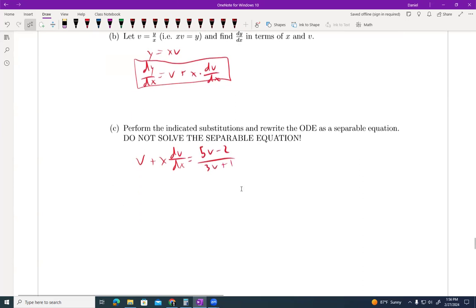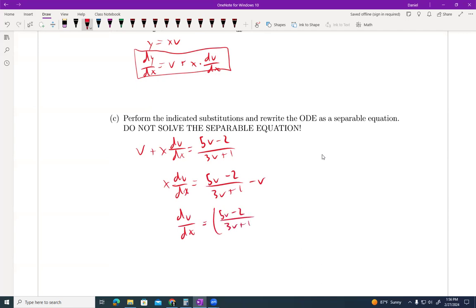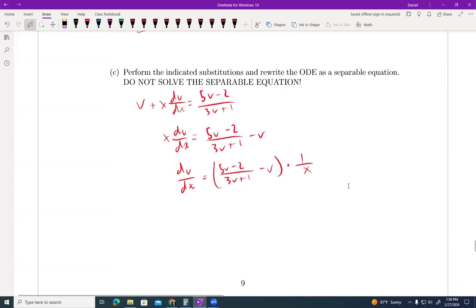And now we want to write it as a separable equation. So I'm going to subtract v over. So I have x times dv/dx is equal to (5v minus 2) over (3v plus 1) minus v. And now I'm going to divide by x, and I get dv/dx equal to (5v minus 2) over (3v plus 1) minus v, times 1 over x. Same thing as dividing by x. And there we have it.